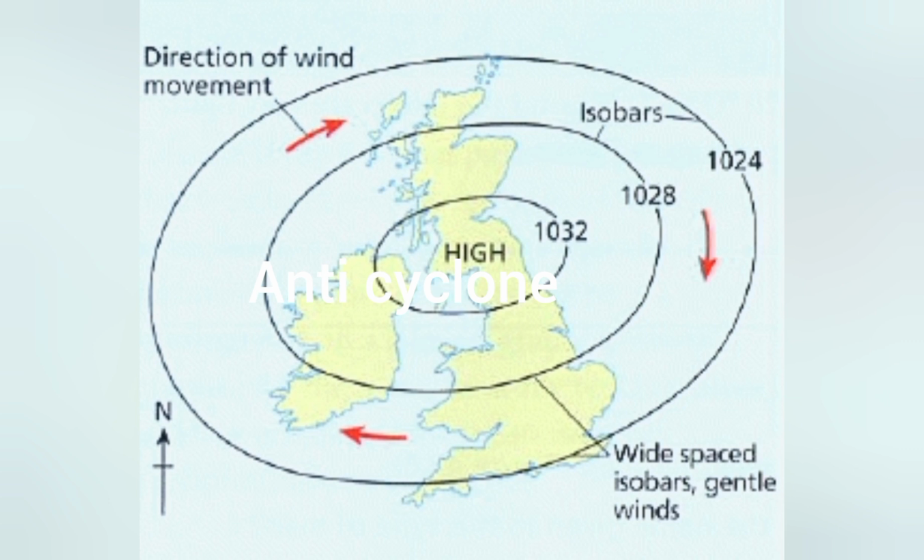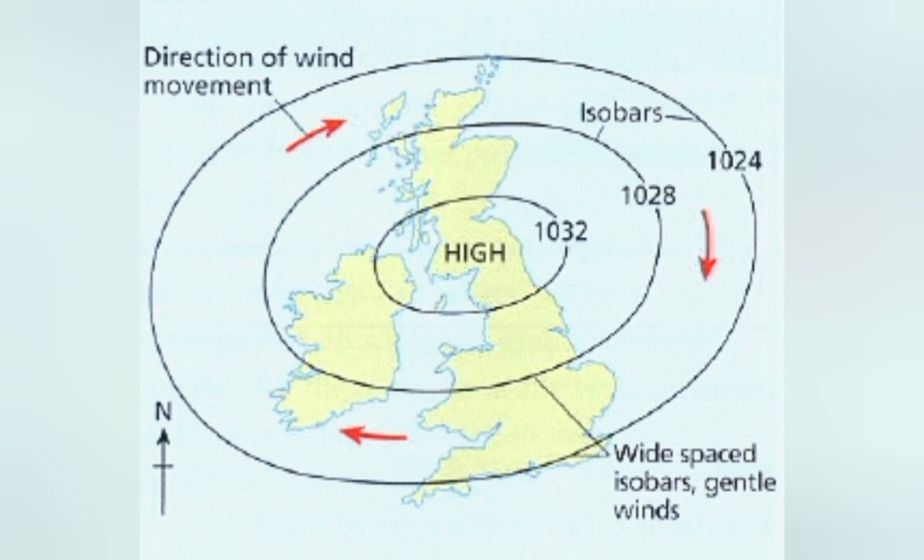Anticyclones. Anticyclones are just the opposite of cyclones. There is an area of high atmospheric pressure. So instead of low atmospheric pressure in a cyclone, we have a high atmospheric pressure which is created in the center of an anticyclone, where the winds move in an outward direction from the center. Like in a cyclone, the winds were coming inwards, but in an anticyclone, they move outwards.